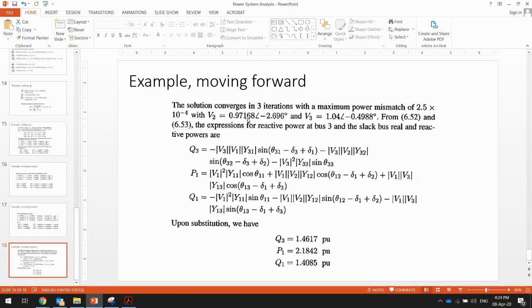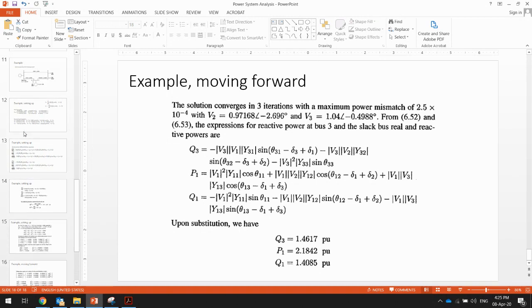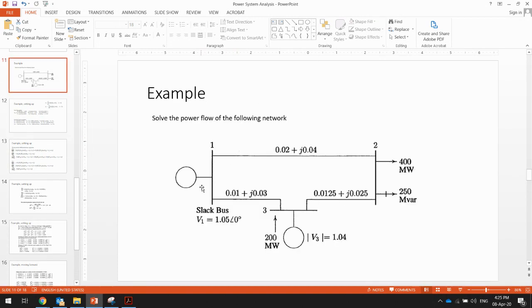So as you obtain the final V2, we have the complete value for V2 now. We have the complete value for V3 now, meaning we have the magnitude and phase angle. And from there, we are ready to determine the power values, the real and the reactive, for bus 1 and also for bus 3. If you recall, bus 1 has no value at all. We are not given the value for P and Q. We are not given the value of Q.